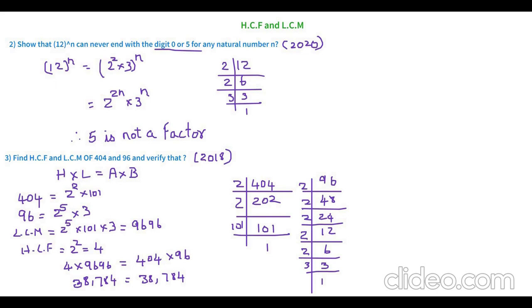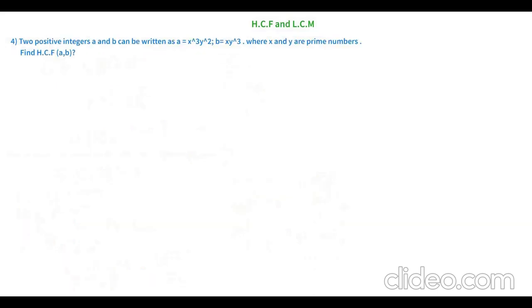So now let's see the fourth example for today, which is: two positive integers A and B can be written as A equals x cube y square and B equals x y cube, where x and y are prime numbers. So we know what A is. A is given as x cube y square and B is given as x y cube. So as usual, we can find the HCF, but since x and y are prime numbers, we can't further simplify it.